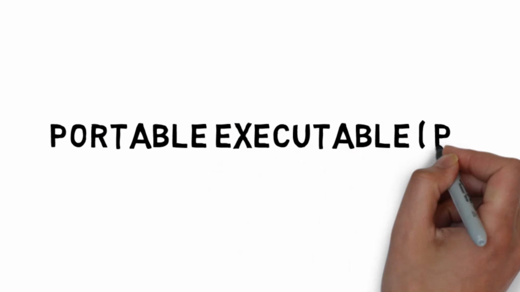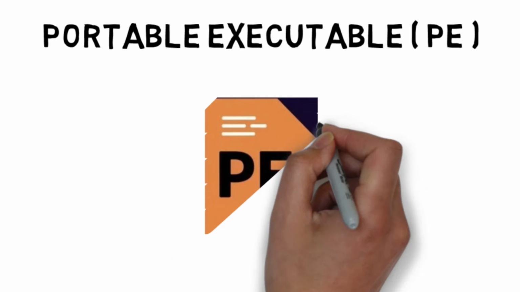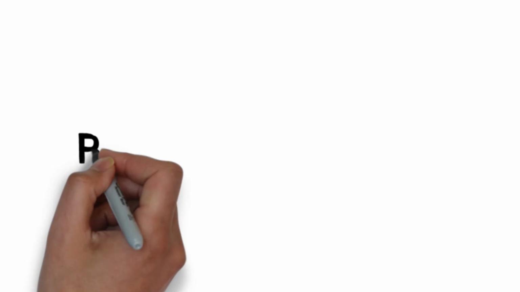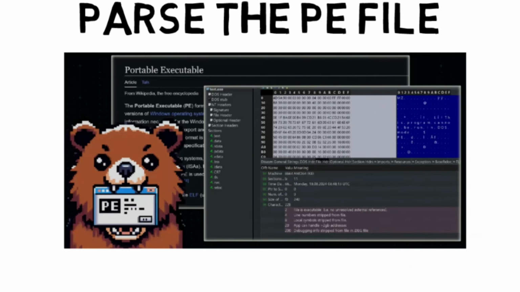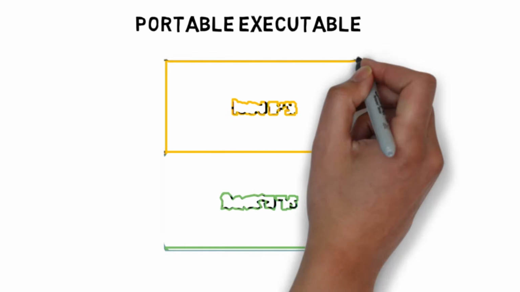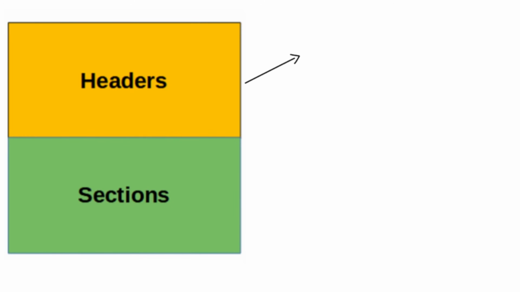Portable Executable, or PE format, is the file structure used by Windows executables like exe, DLL, and sys, and as usual, we'll explore the PE structure visually with PE-Bear, which is a perfect tool to parse PEs. So let's get started. A PE file is divided into headers and sections. Let's start with the PE headers.